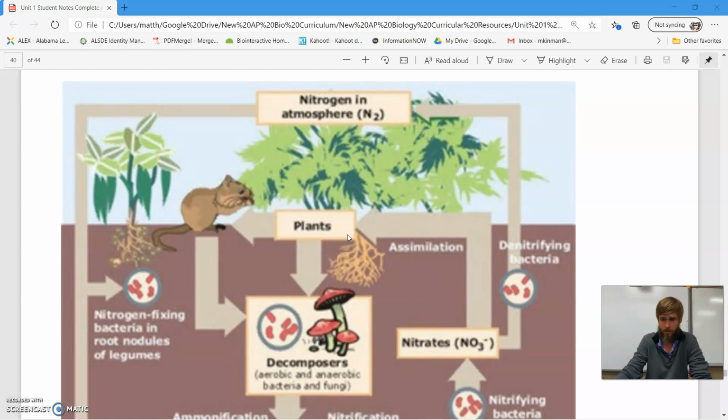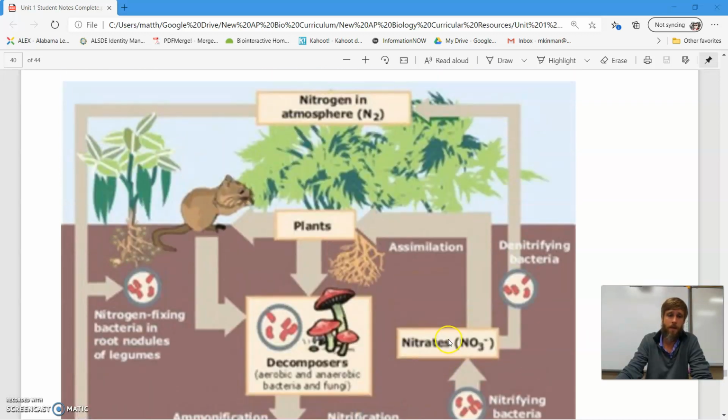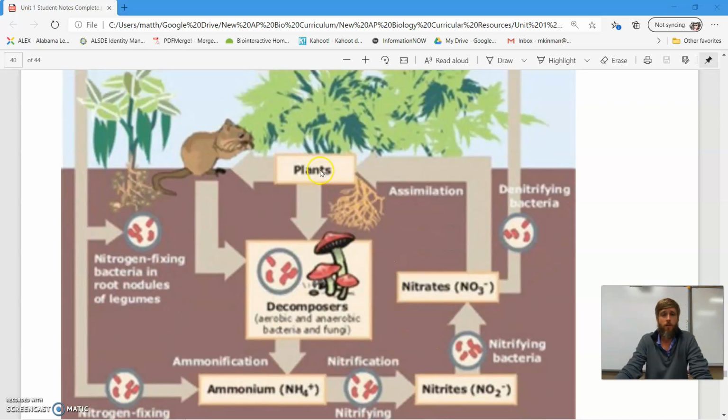So every living organism needs nitrogen. So where do plants get their nitrogen from? They get it from nitrates in the soil, which came from bacteria. All right, and so then one of two things can happen. A mammal can eat the plant, and then the mammal can urinate or eventually die, and then that nitrogen gets put back into the soil. Decomposers can help break down the animal and convert that nitrogen back to ammonium.